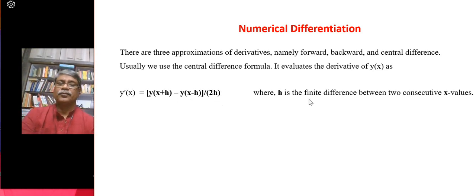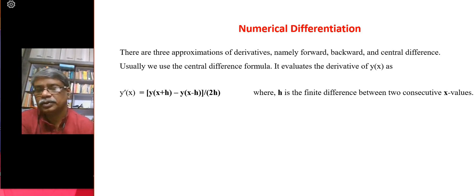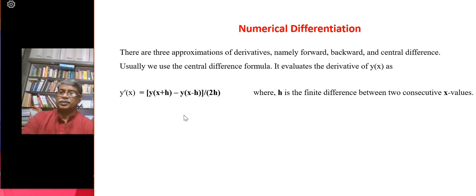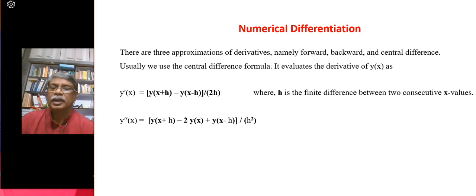So what is h? h is the finite difference between two consecutive x values. So you are differentiating at x1, x2, x3, x4 and so on. The difference between two consecutive x values is called the interval of x, or we simply denote it by h. And what is y(x + h)? It is the function value of y at x + h. Similarly, it is at x - h. So that would give you the first derivative of y at a point x. And similarly, the second derivative by the central difference formula looks like this. Here x + h is there, x - h is there, and also y(x), the function value of y at x, is required, but not 2h, rather h squared is there. So these are the two formulas for the first and second derivative.